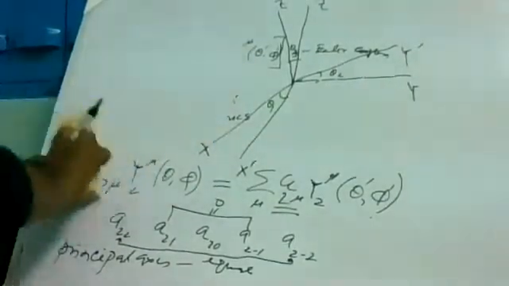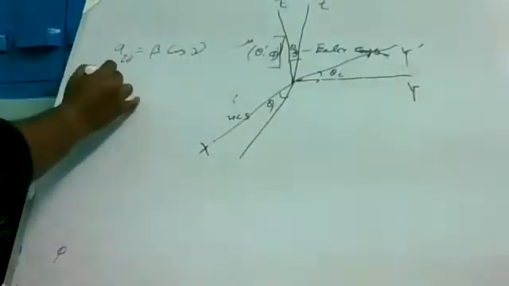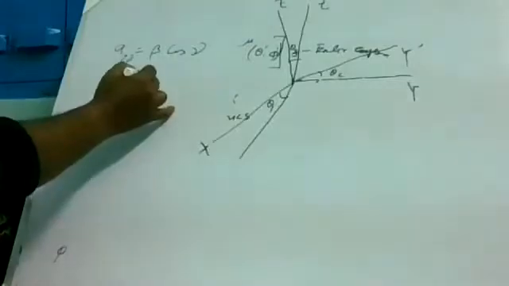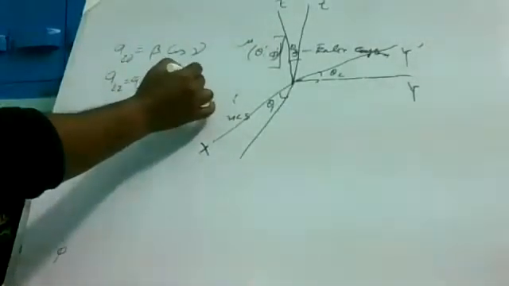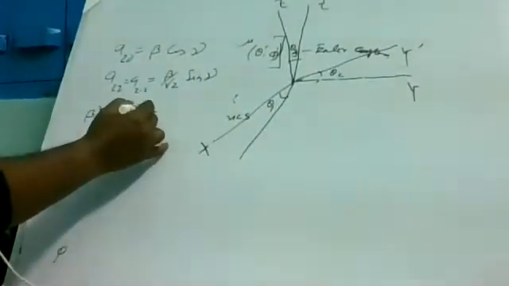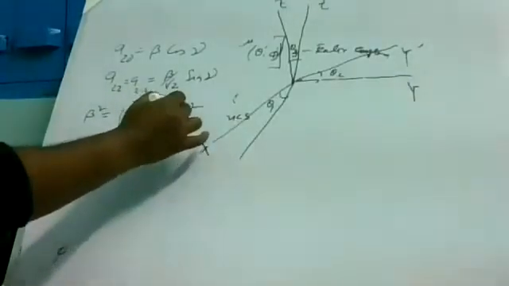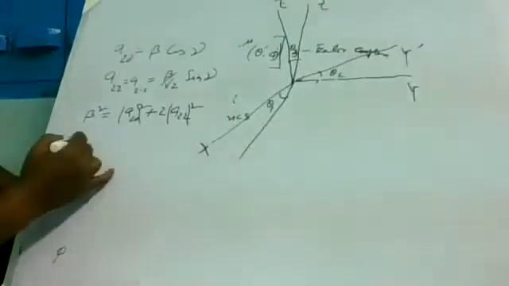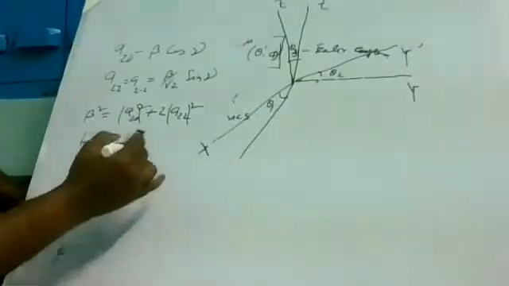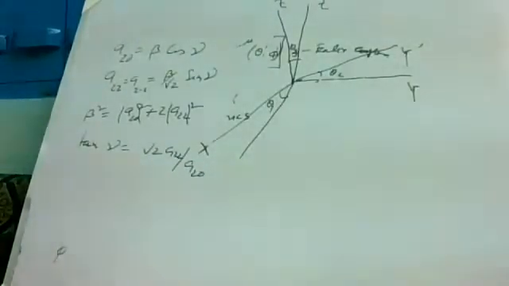Now to express these 2 variables, let us introduce another 2 variables beta and gamma, such that A20 equals beta cos gamma and A22 equals A2 minus 2, since 2 terms are there, equals beta by root 2 sine gamma, such that beta square equals A20 square plus 2 A22 square, and tan gamma equals root 2 A22 by A20. This is the new parameter.